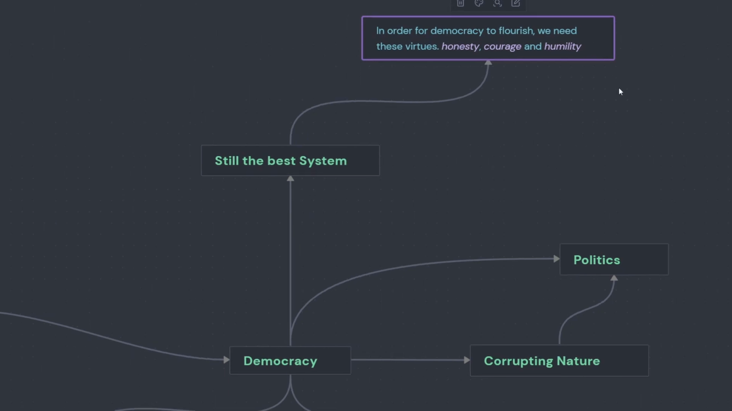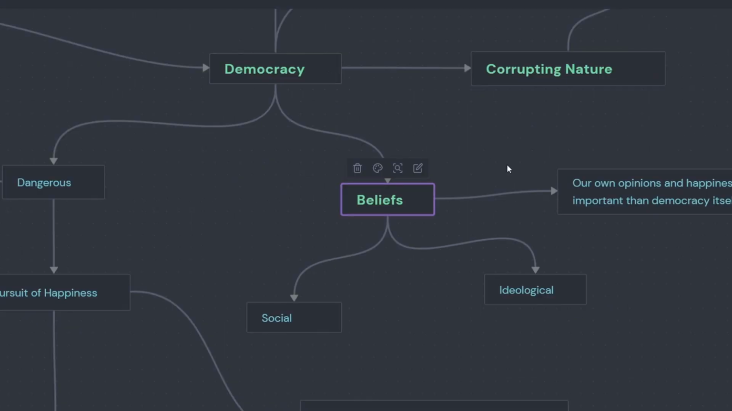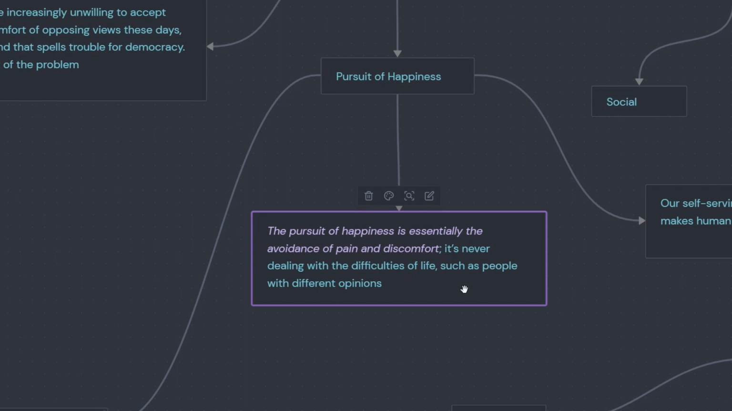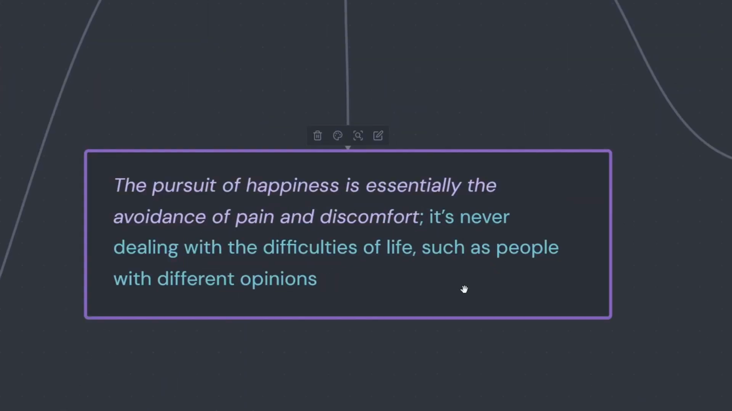So we've established that democracy and politics have a corrupting nature. We've also established that democracy allows social and ideological beliefs. We can summarize that Mark believes that democracy is dangerous due to the pursuit of happiness, because the pursuit of happiness is essentially the avoidance of pain and discomfort.